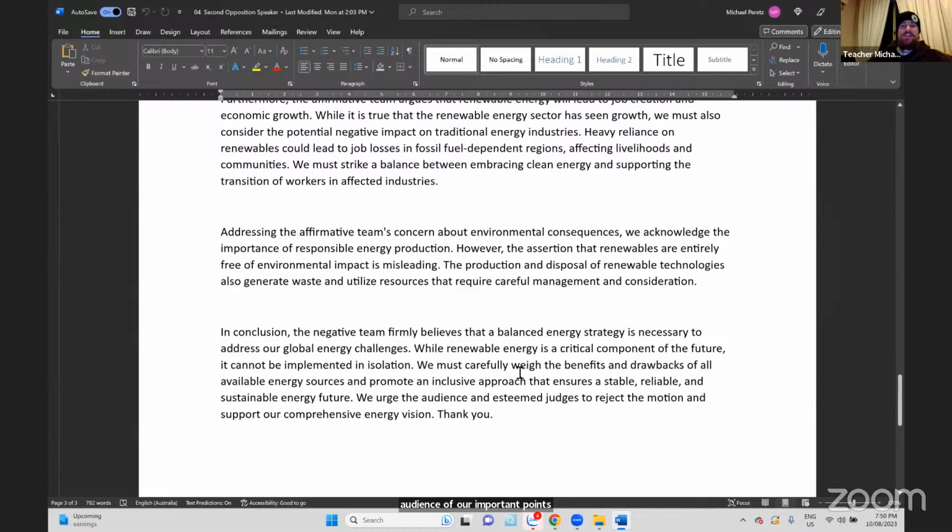We must carefully weigh the benefits and drawbacks of all available energy sources and promote an inclusive approach that ensures a stable, reliable, and sustainable energy future. So again, we need to look at it from more than just one point of view. We need to consider everything and make the best possible decision. And all of these things about this one debate topic are very, very transferable into other debate topics.